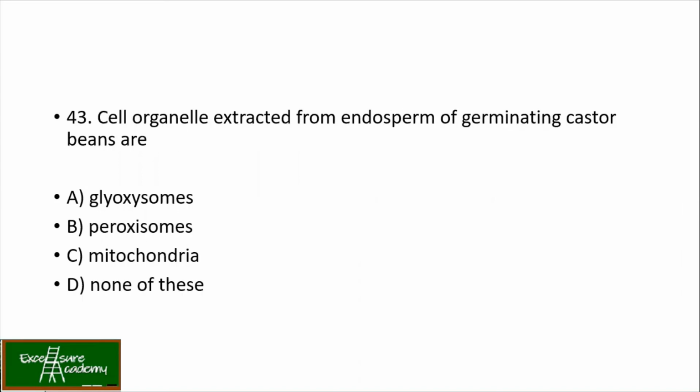The cell organelle extracted from the endosperm of germinating castor beans is dash. Here the answer is glyoxysomes, because glyoxysomes are microbodies which contain the enzymes for beta oxidation of fatty acids and the glyoxylate pathway. They are considered to be special peroxisomes. They occur abundantly in germinating endosperm cells of oil seeds, and hence the answer is glyoxysomes.